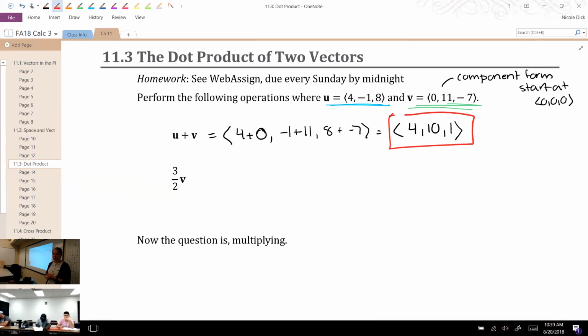What about if we say multiply v by 3/2? I mean, mathematically, what is that going to look like?